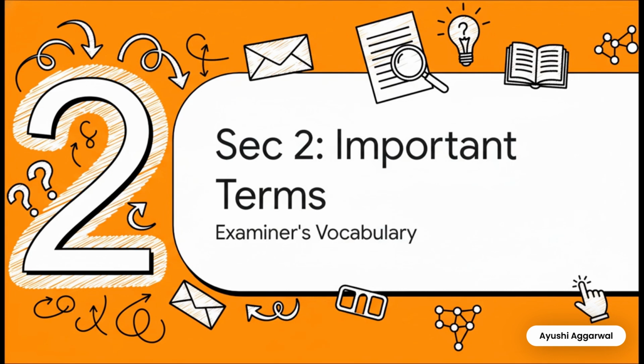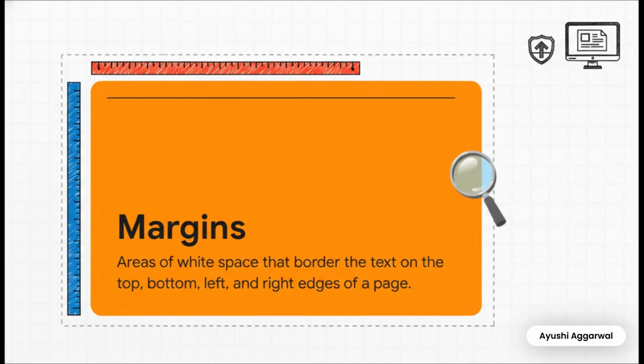Okay, let's move on. We're now going to look at those important terms that examiners use to frame their questions. If you know their exact meaning, you'll never get confused by the options. First up, we have margins. You've probably noticed that on any page, there's some empty space around the text, at the top, bottom, left, and right. Well, that white space is what we call margins. It's a really simple concept, right?